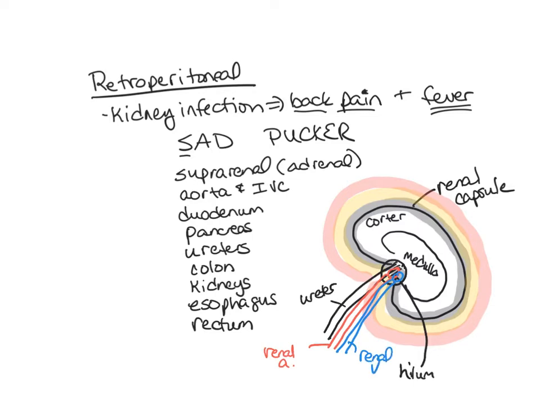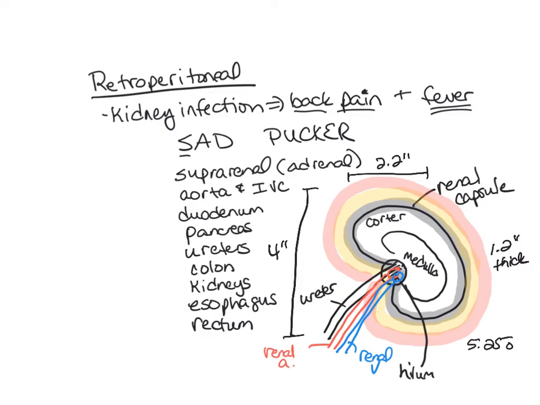The kidney is about 4 inches long, and it's going to be about 2.5 inches or 2.2 inches wide, and it'll be about 1.2 inch thick. Okay. It weighs about 5.25 ounces.